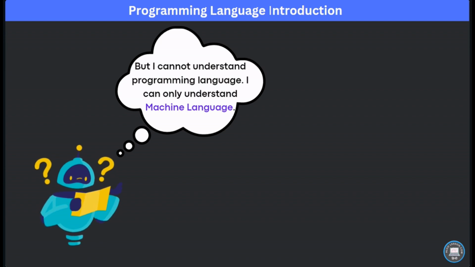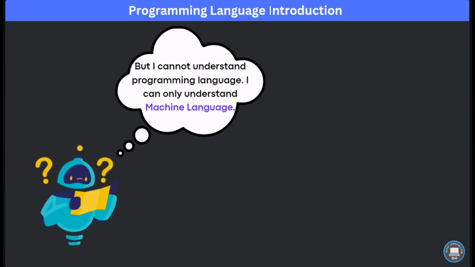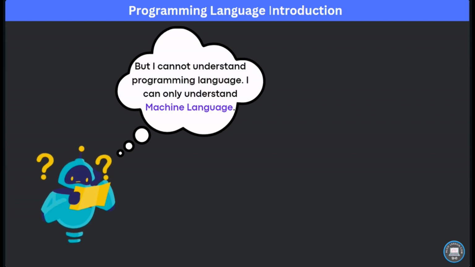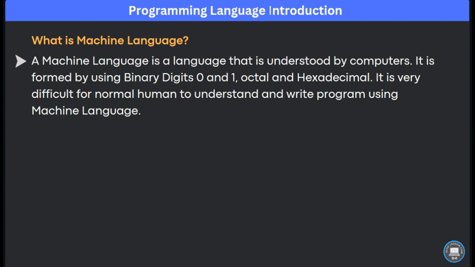So the one thing that might come to your mind is, if our computer understands machine language, then why are we even using programming language? To understand that, we first have to understand what is machine language. A machine language is a language that is understood by computer. It's formed using binary digits like 0 and 1, octal and hexadecimal.